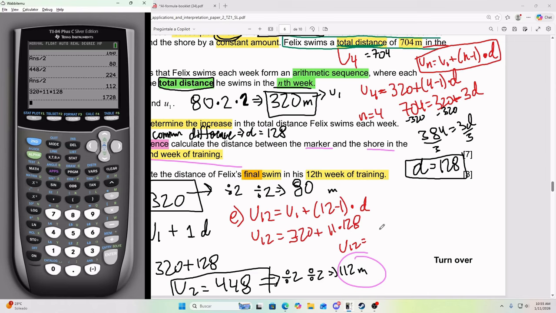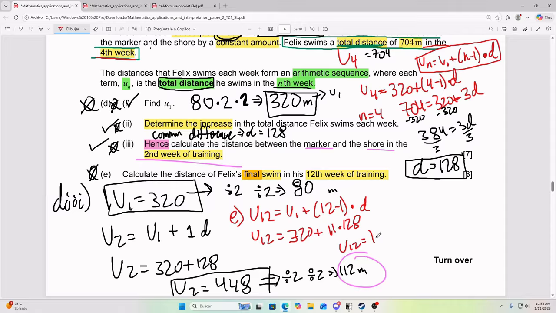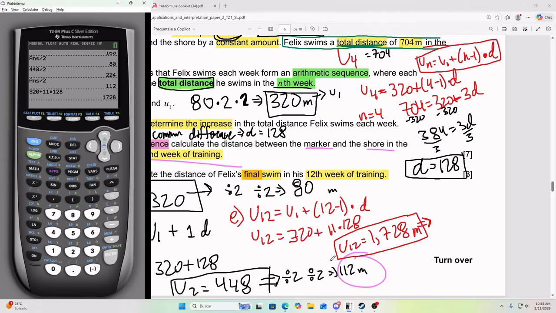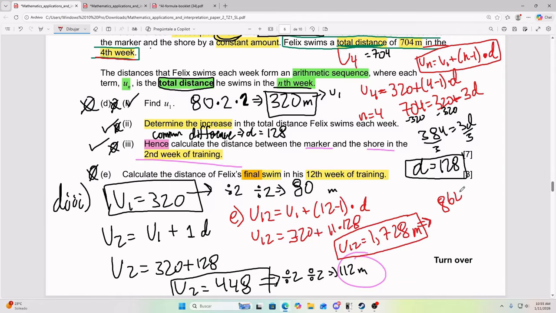And the big brain play here is that this is how much Felix swam on the last week. So on the last week, our good old friend Felix swam 1,728 meters. Wow, that is crazy. So basically that means that on the first day, he swam 864 meters. And on the second day, he also swam 864 meters. And I reached this because I divided by 2.